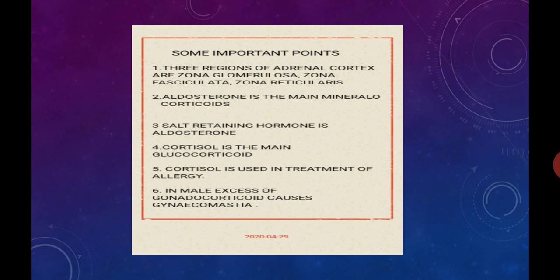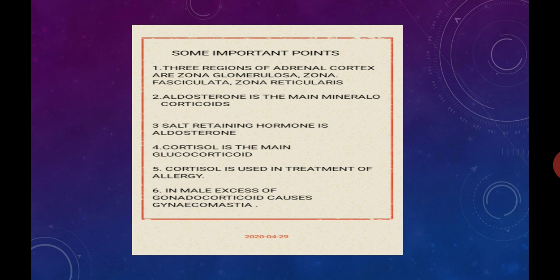It secretes a hormone known as mineralocorticoids, and among the mineralocorticoids, aldosterone is the main mineralocorticoid hormone. It is also called a salt retaining hormone. Zona fasciculata is the middle thick region. It secretes glucocorticoids, and among the glucocorticoids, cortisol is the main glucocorticoid. I repeat, aldosterone is the main mineralocorticoid hormone. Cortisol is the main glucocorticoid hormone.